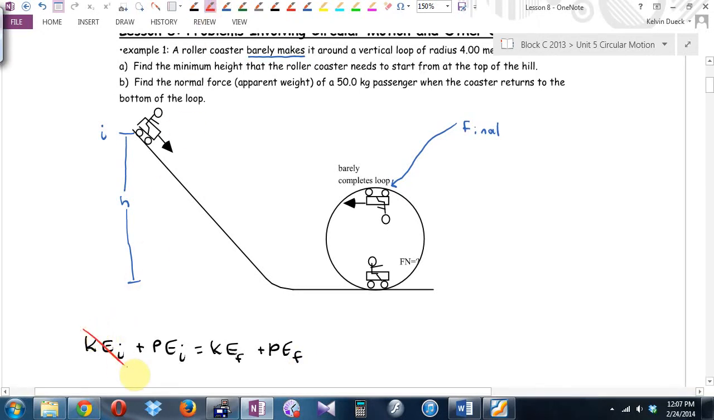Let's do that. So I'm going to get a half. Oh, no, not a half, Mr. Dueck. That canceled. I'm going to get mgh initial equals a half mv final squared plus mgh final.